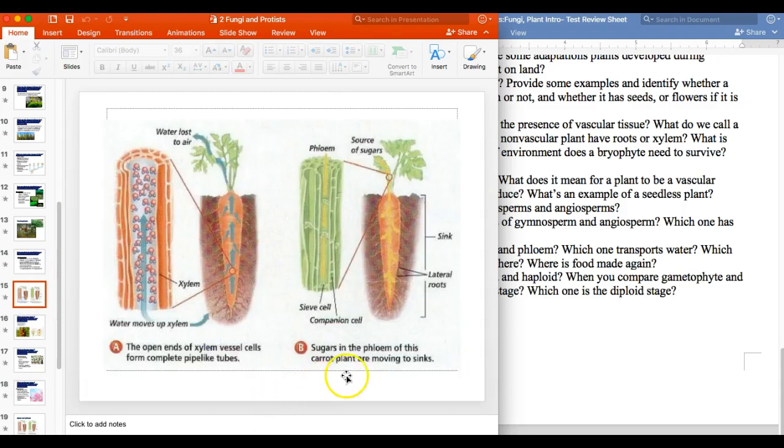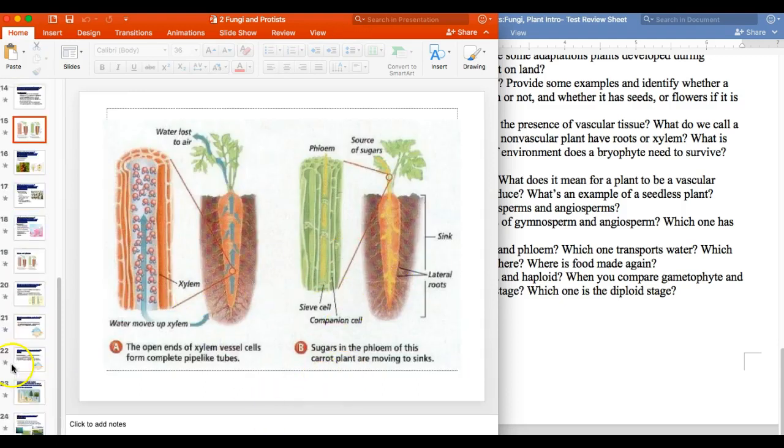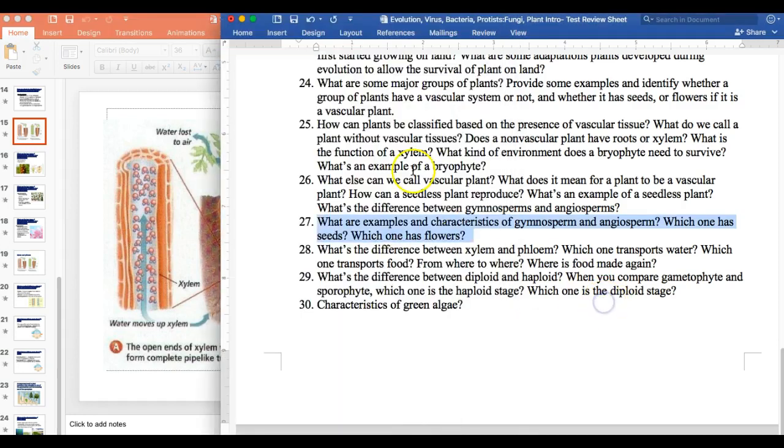So in this picture, it's showing you we have xylem right here. Xylem is transporting water from the roots to the leaves and everywhere else in the plant. And phloem is transporting sugar from the leaves into everywhere else in the plant, because sugar is produced in the leaves. That's where photosynthesis is done. So we just did this one.